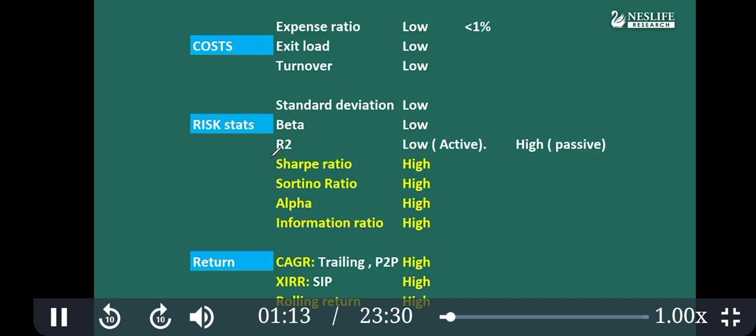We discussed calculation of Sharpe ratio, Sortino ratio, and standard deviation in a previous video. Today we are going to discuss calculation of beta, correlation and alpha. These three we'll discuss today.